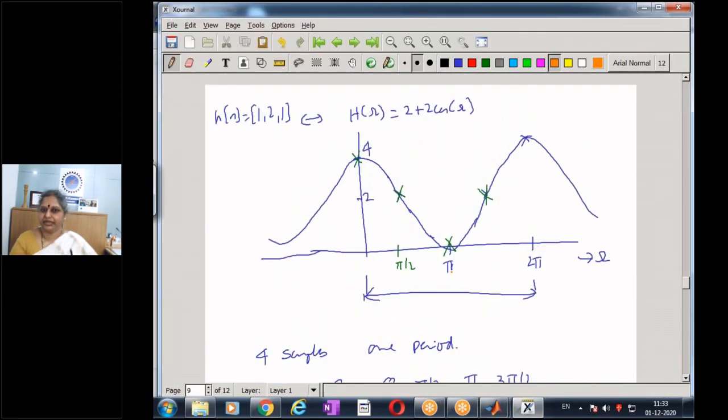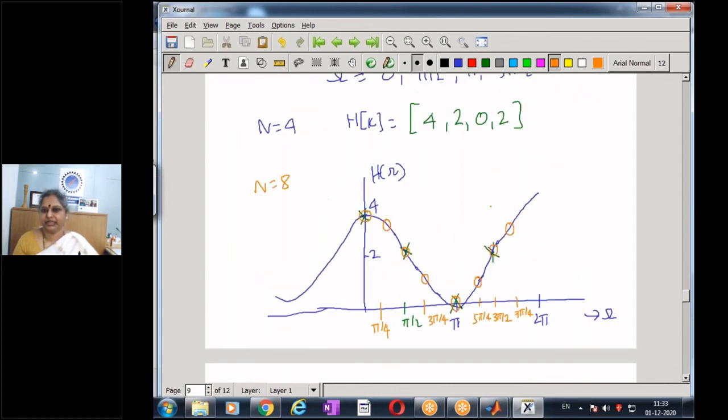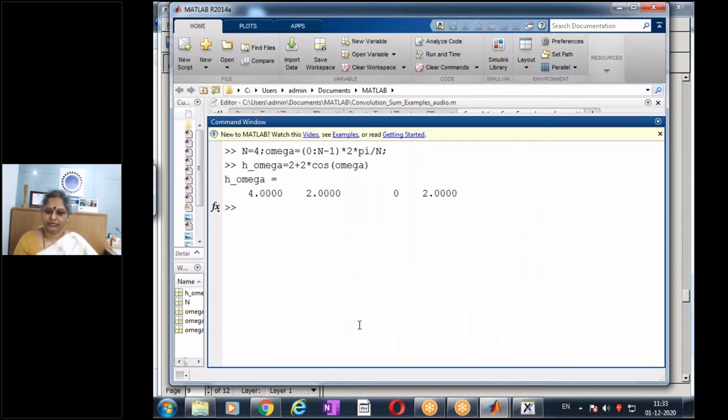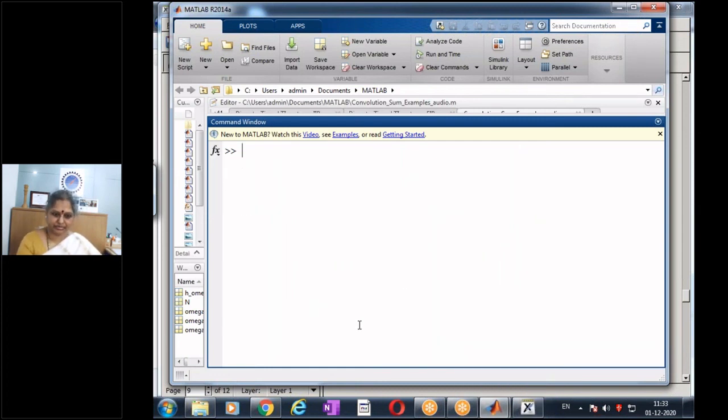When I took my example H of omega, and when I took only 4 samples in one period, my sampling interval was pi by 2, the spacing was pi by 2, and when I took the samples from H of omega, I got the result as 4, 2, 0, 2. Now let me take 8 samples. So now I am going to define n as 8.